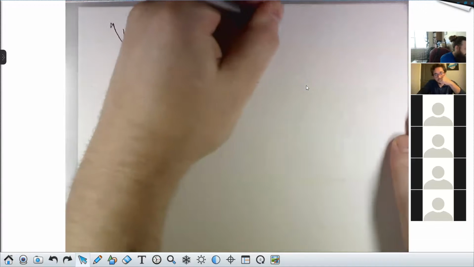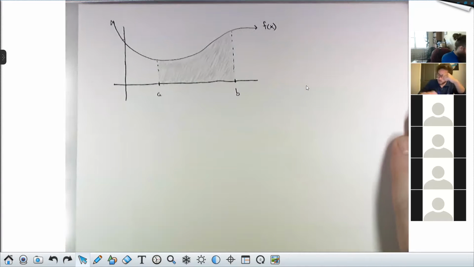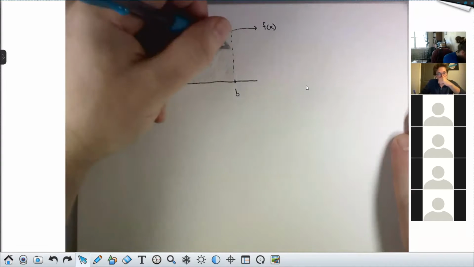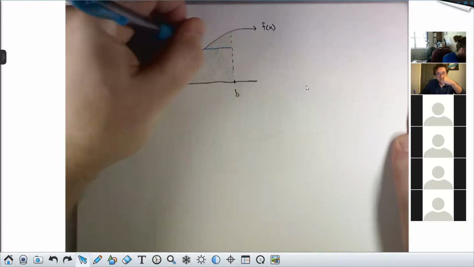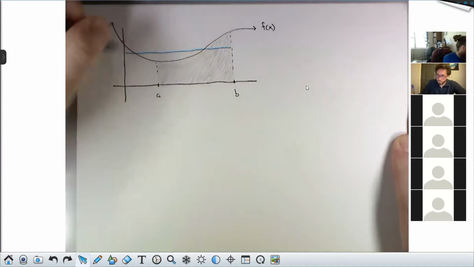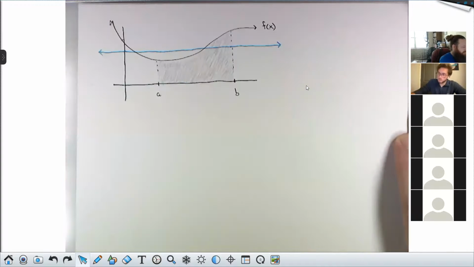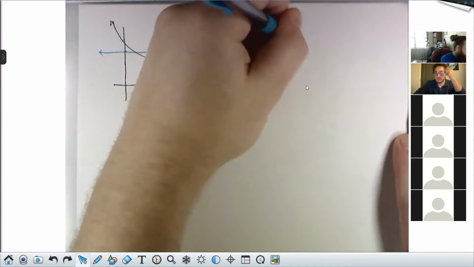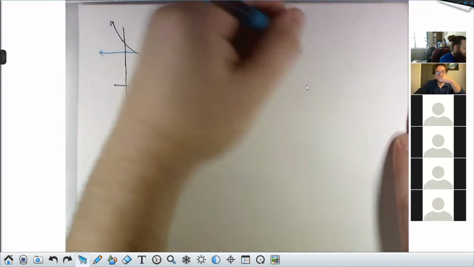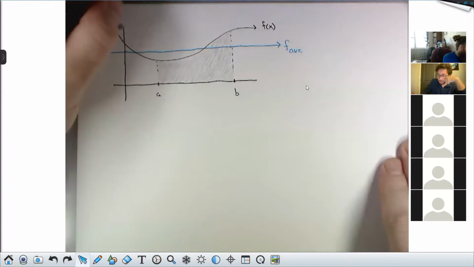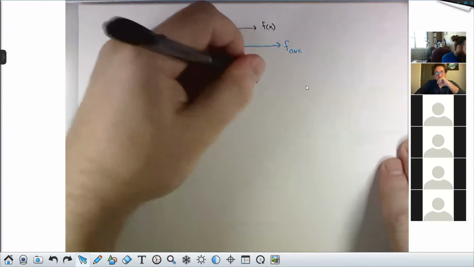So here's the graph of f of x. Let me try to estimate this. Something like that, I think, is about right. So the blue function I'm drawing in now is the graph of a constant function. I think you would all agree, right? It's a horizontal line. This is the graph of the constant function f average, right? The average value is just a number. So when you think of it as a function, it's a constant function. Your y-axis, this is your x-axis.